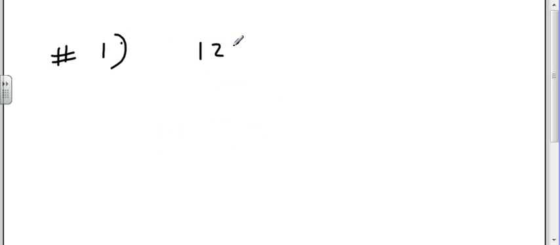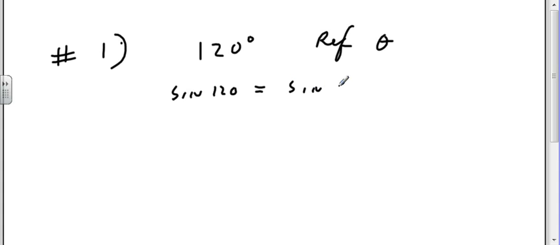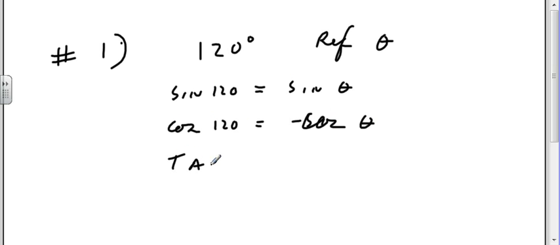My angle is 120 degrees. I want to know the reference angle. Now, whatever the reference angle is, the sine of 120 is going to be equal to the sine of theta, the cosine of 120 is going to be equal to minus the cosine of theta, and the tangent of 120 is going to be equal to minus the tangent of the reference angle. So that's what it's saying. It's saying I'm going to give you back the same answer. I might have a different sign in front of it, but it's going to be the same thing.